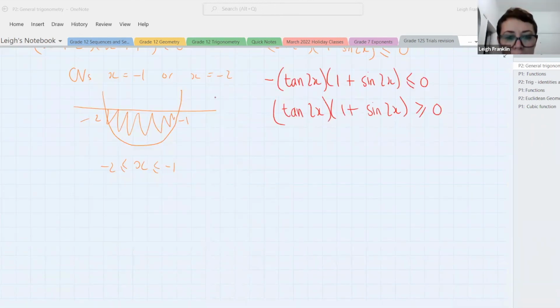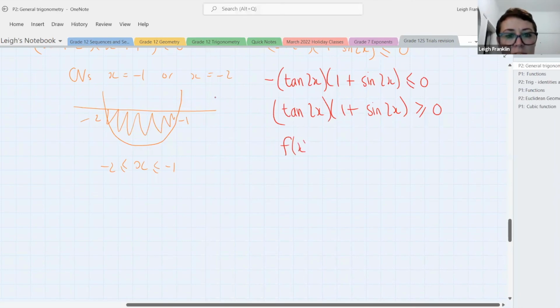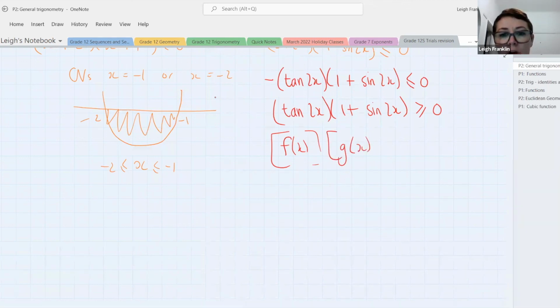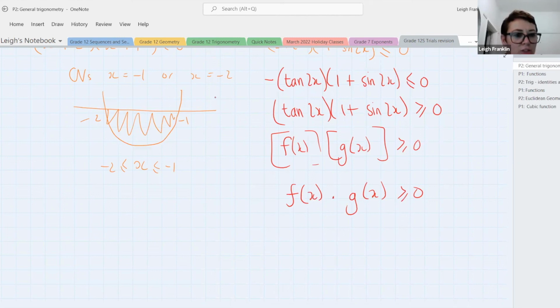For which values of x is f of x times g of x greater than or equal to 0? Often we see it like this: f of x times g of x greater than or equal to 0. You know those sorts of questions, with the sideways carrot. Right, so it's really this question over here. That's what they're asking us.